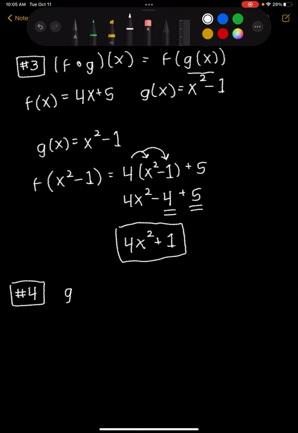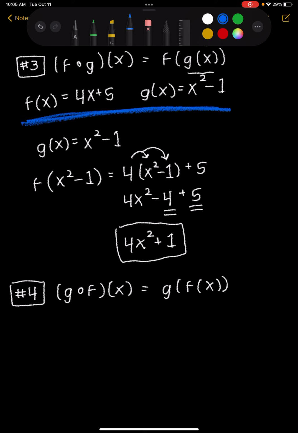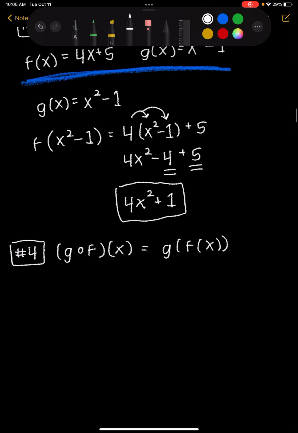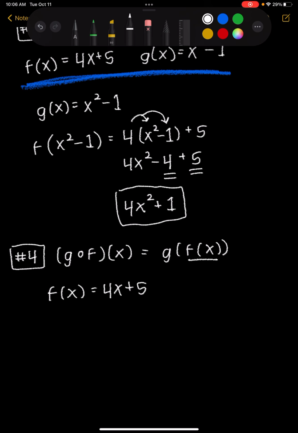And this one is g of f of x, which once again I can rewrite as g(f(x)). And I'm just going to underline these so that we remember where they're at. So I'm going to start with the f of x. I'm just going to rewrite my f of x equation so I can see it, which is 4x plus 5. And now I know, if f of x is 4x plus 5, what that tells me is I can replace the f(x) in this equation with 4x plus 5, which means I can write that as g of 4x plus 5.